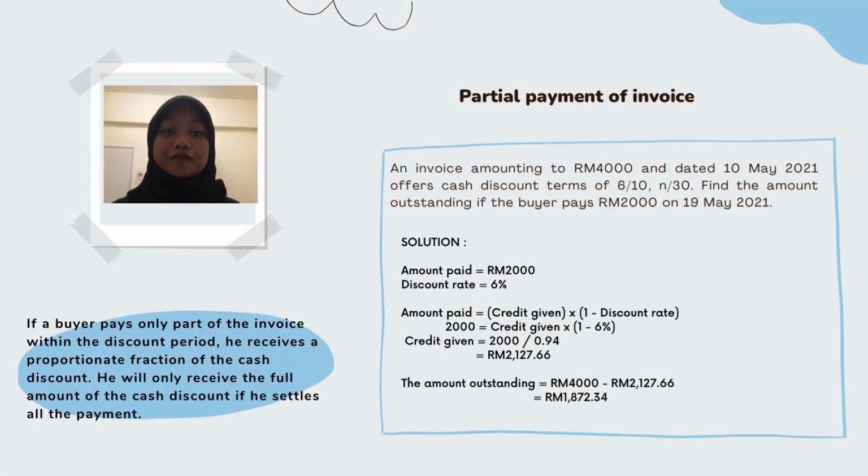The partial payment of invoice. So the question is, an invoice amounting to 4,000 ringgit and dated 10 May 2021 offers cash discount terms of 6 per 10, n per 30. Find the amount outstanding if the buyer pays 2,000 ringgit on 19 May 2021.